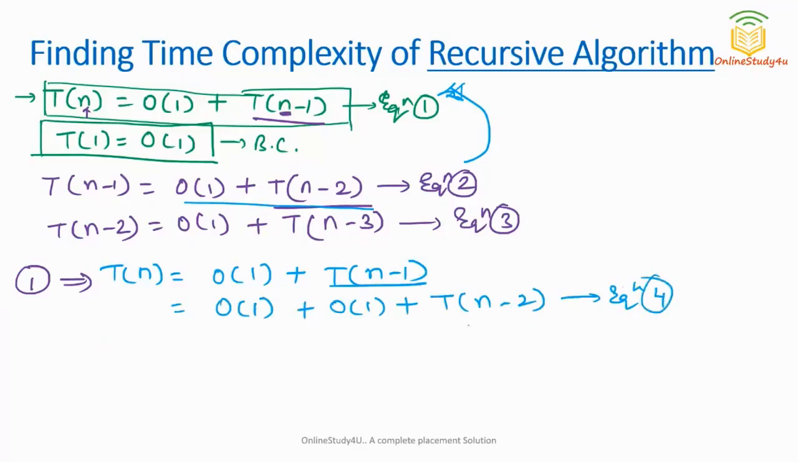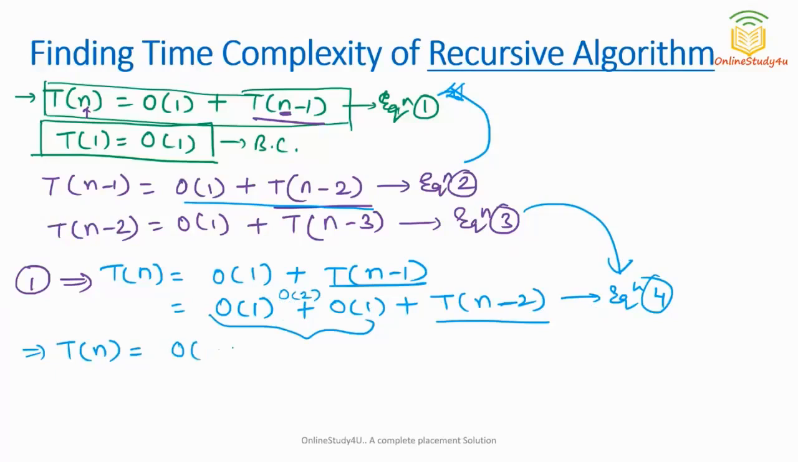Now again we have to eliminate this t of n minus 2. So we are putting equation 3 in equation 4. This will give us that t of n is nothing but, so I am writing this whole thing as big O of 2, and we are putting this 3 in equation 4. So it is nothing but big O of 2 plus big O of 1, which is big O of 3, plus t of n minus 3. Let it be equation 5. Is equation 5 clear?